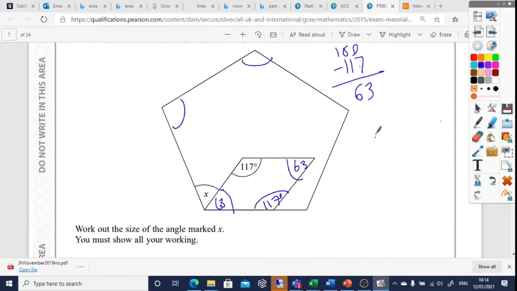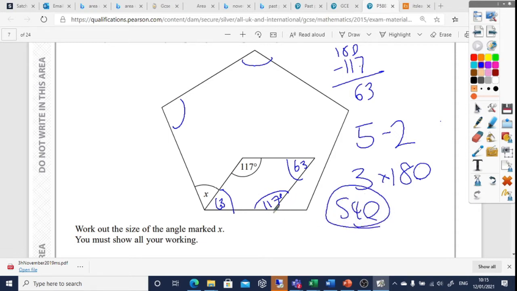Because this is a regular shape, I know all of them are the same. So I've got 1, 2, 3, 4, 5 sides. I'm going to subtract 2, which means I've got 3. 3 is the amount of triangles if I wanted to break it up. So let's times that by 180. 3 times 180 equals 540. So now my total internal angle is going to be 540. I'm going to divide that by 5 because there's 5 angles. So I know one of them is going to be 108.